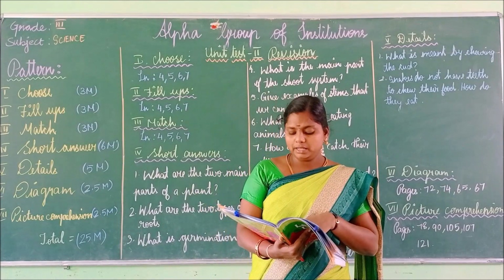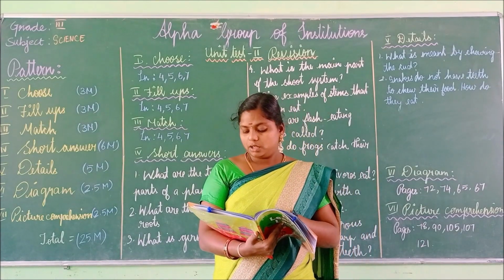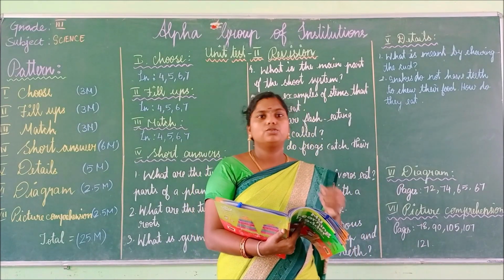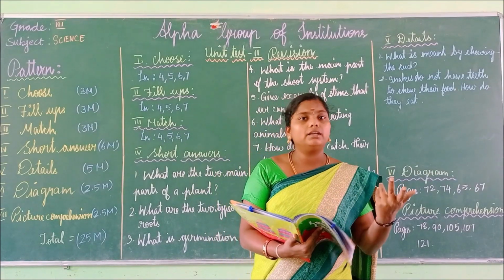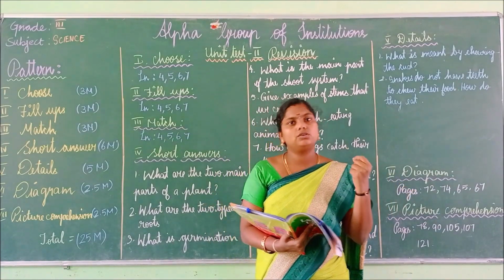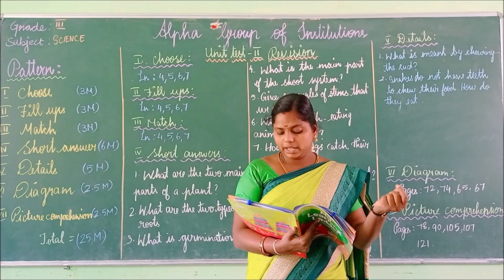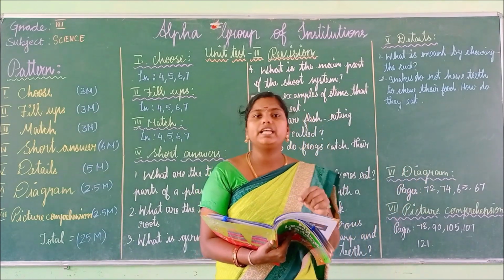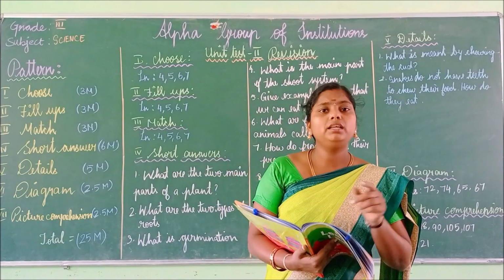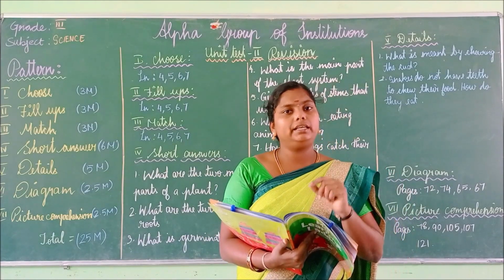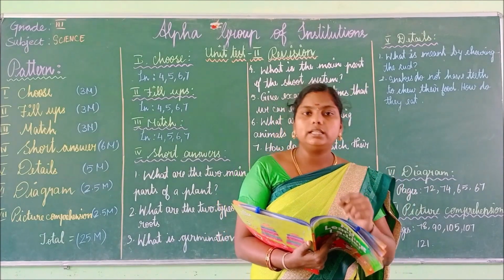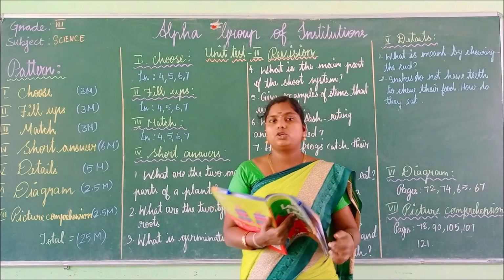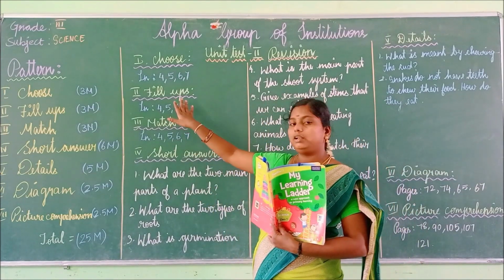Your last one, snakes have no legs, so they dash on the ground. What did we read about the movement of snakes? We read that snakes have no legs, so they slither. S-L-I-T-H-E-R. Repeat after me. S-L-I-T-H-E-R. Slither on the ground. So here children, your choose and fill up is over.